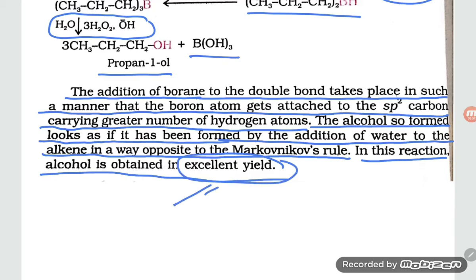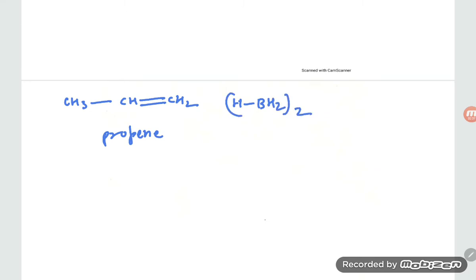So now what we are going to do, student, is summarize this equation in a better way. So let us try to understand. We are taking propene, that is CH3 CH double bond CH2, and it is reacting with diborane. So diborane, how are we writing it, student? We are writing HBH2 twice. HBH2 twice means it is actually BH3, but I am writing it like this.